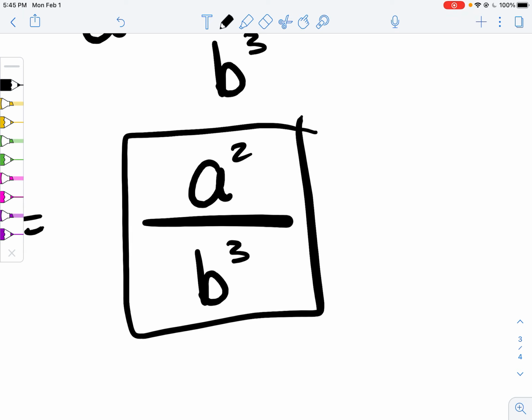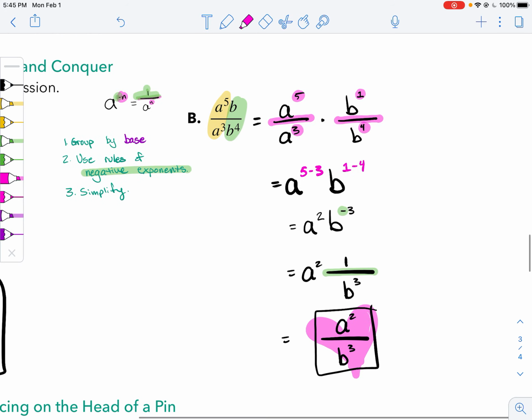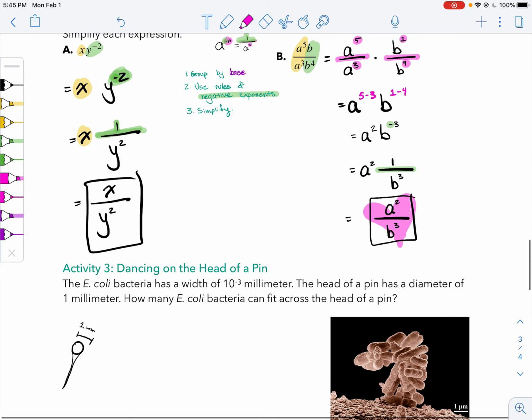Isn't that so much cleaner? That just looks nicer, you guys. Look how beautiful that is. That's amazing. I love it forever. Who needs negative exponents? Not me. Don't be negative. Be positive.